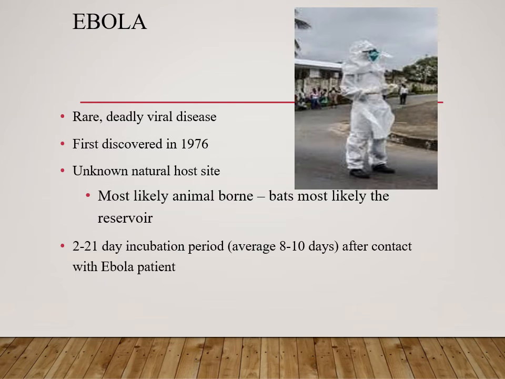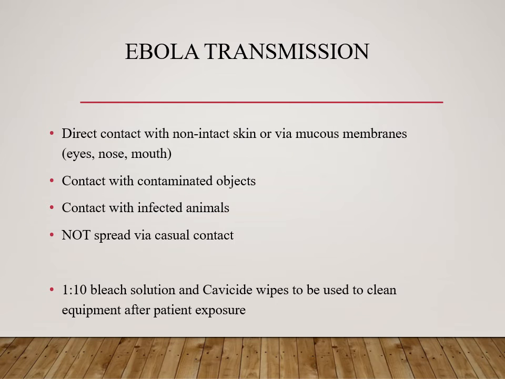Ebola is a rare and deadly viral disease first discovered in 1976. The natural host is unknown; it is most likely animal-borne, with bats the most likely reservoir. The incubation period is 2 to 21 days, an average of 8 to 10 days after contact with an Ebola patient. It spreads through direct contact with non-intact skin or mucous membranes, contact with contaminated objects, or contact with infected animals. It is not spread via casual contact. A 1 to 10 parts bleach solution and Cavicide wipes are to be used to clean equipment after patient exposure.